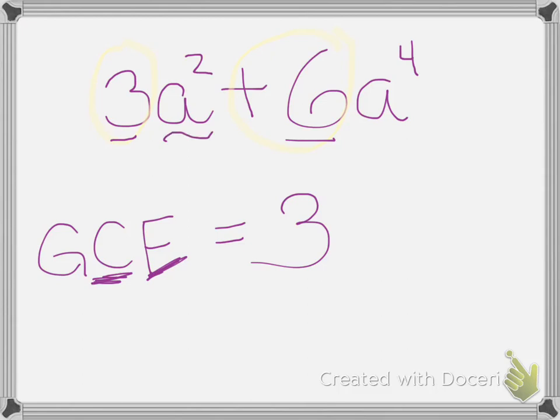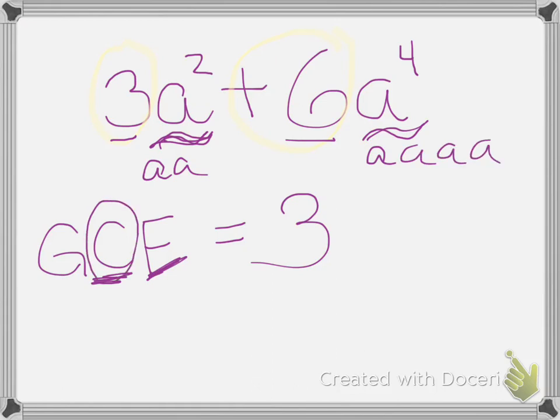Then if you look at the variable or the variables, this one has 2 A's and this one has 4 A's. So if I wrote it out, this is what it would look like. So remember, common means that you're sharing something. So what's the greatest number that they share? They share 2 A's. So then it's a squared.